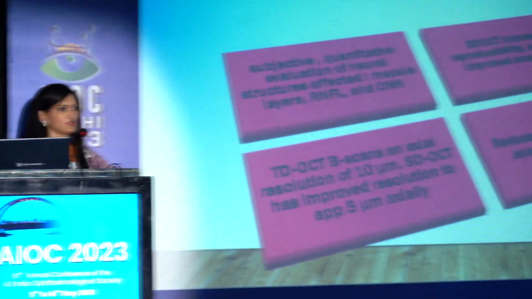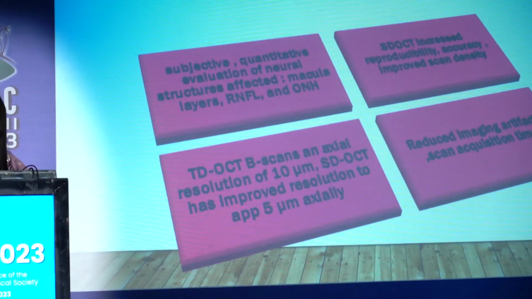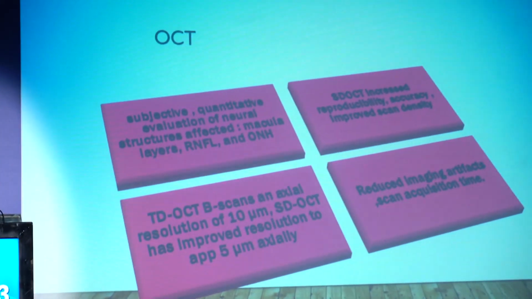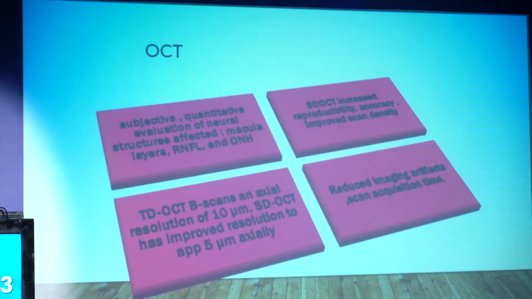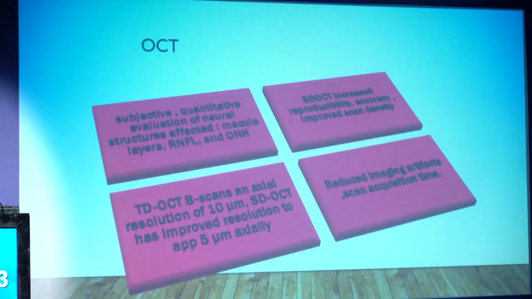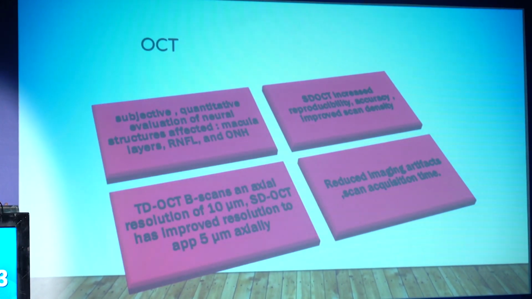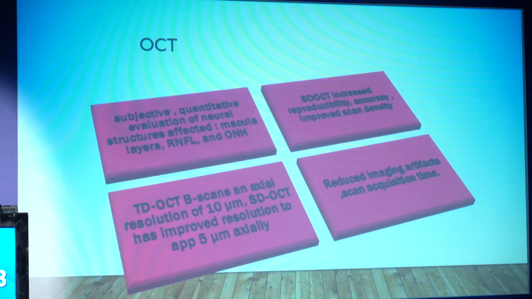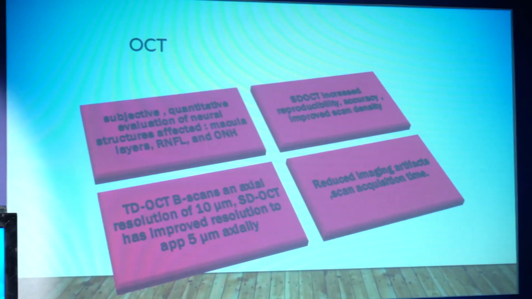OCT is an objective and quantitative evaluation of the neural structures that are affected in glaucoma, that is the macula, the RNFL and the optic nerve head. Previously, time domain OCT scans had an axial resolution of around 10 micrometer, but in SD OCT it has become almost 5 micrometer with better resolution. So SD OCT increases reproducibility, accuracy and improves scan density, and it also reduces the artifacts and the scan acquisition time.